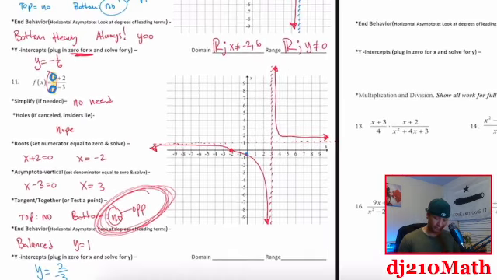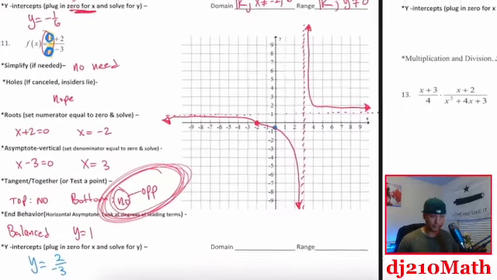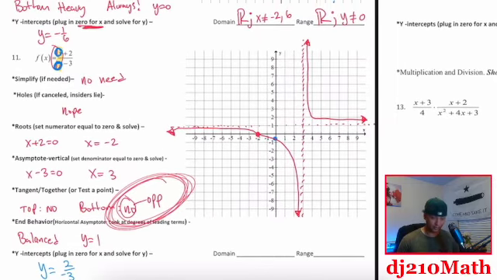Domain and range. Looking at all real numbers, but x cannot equal 3. Y is going to be all real numbers, but y cannot equal 1. Right, remember, range is the y values, and domain is the x values. All right.